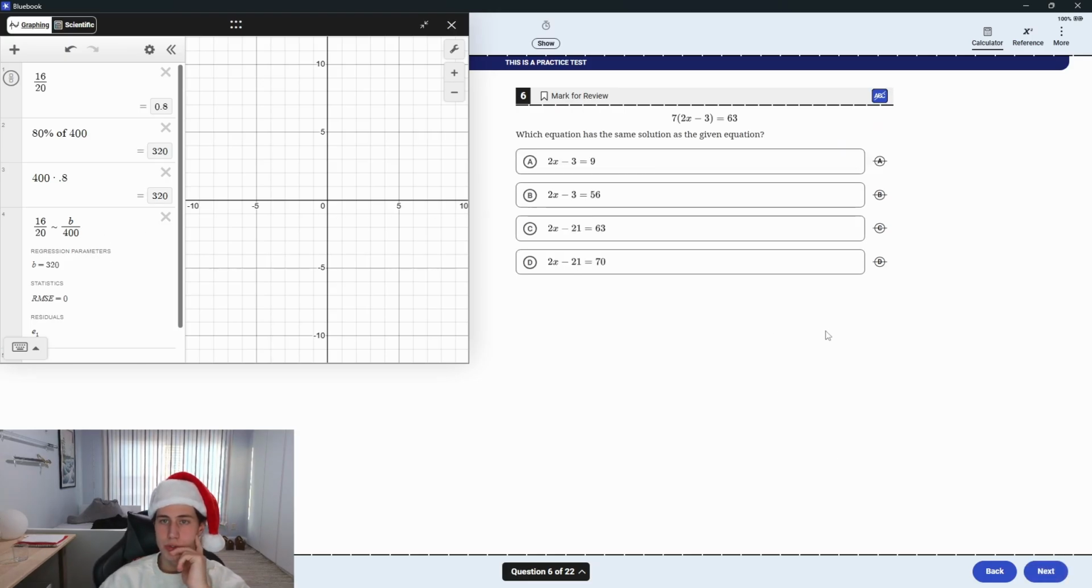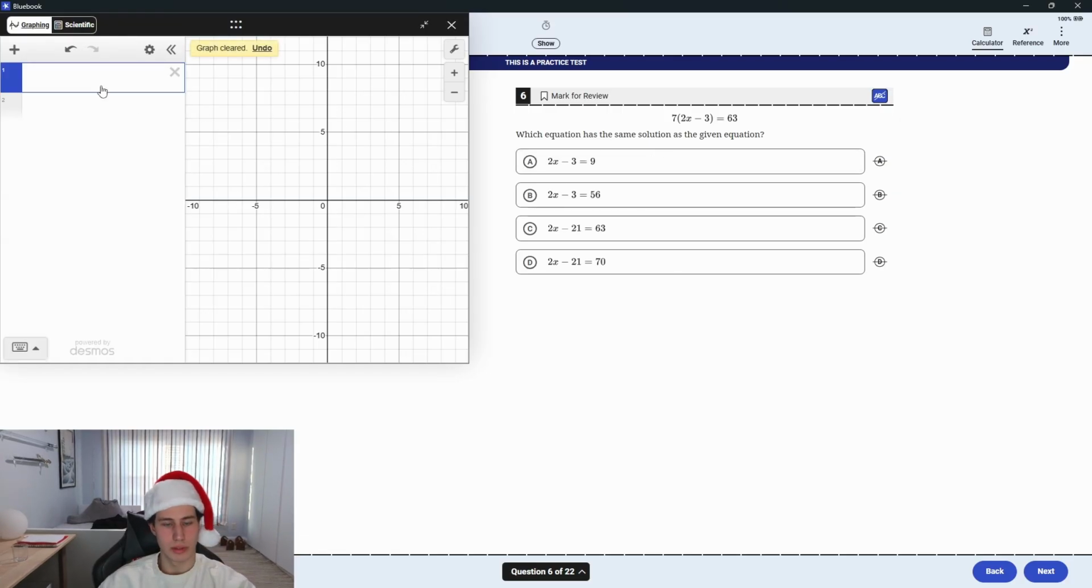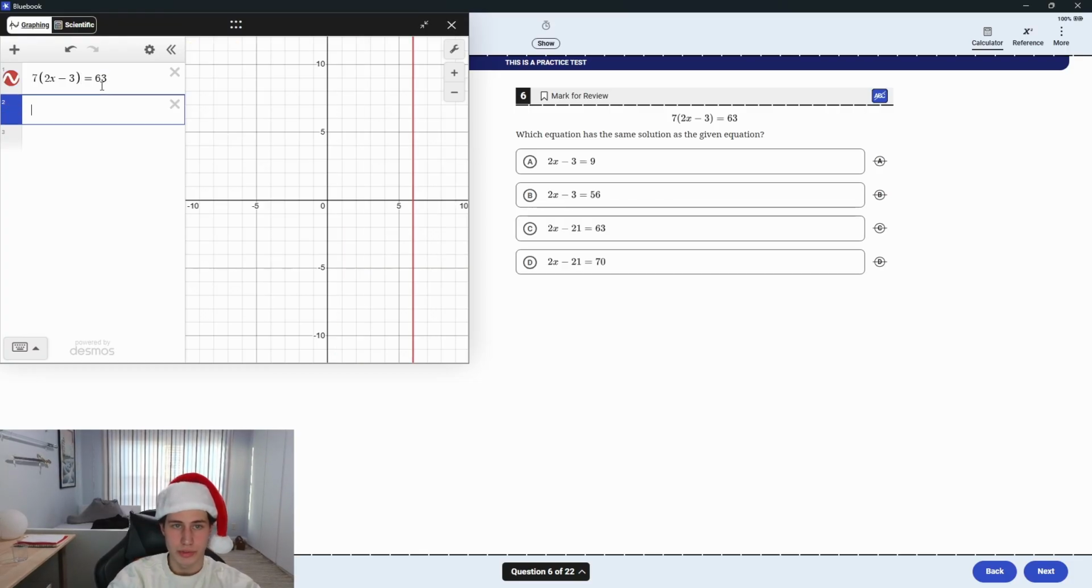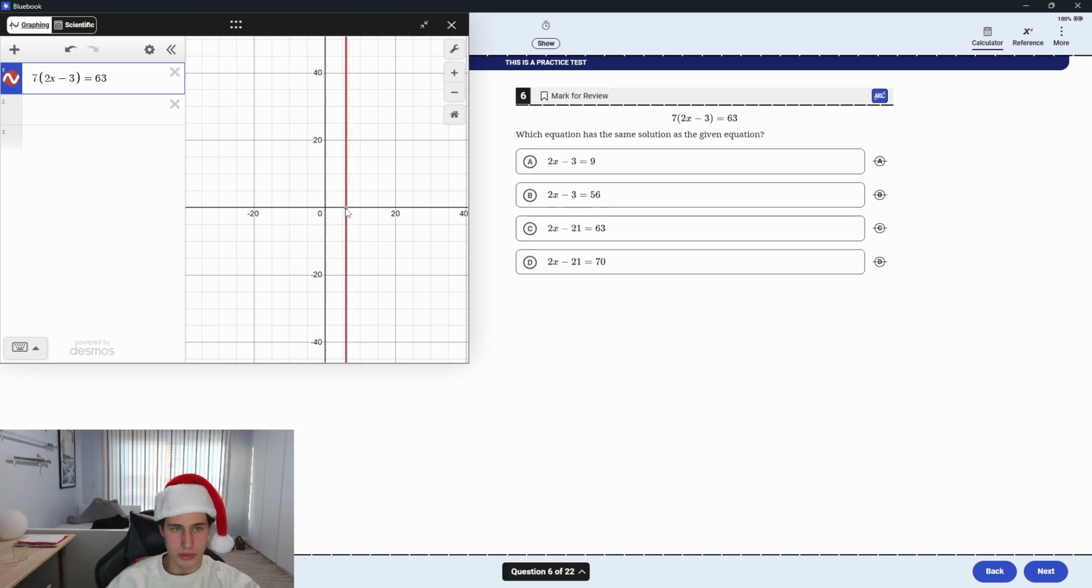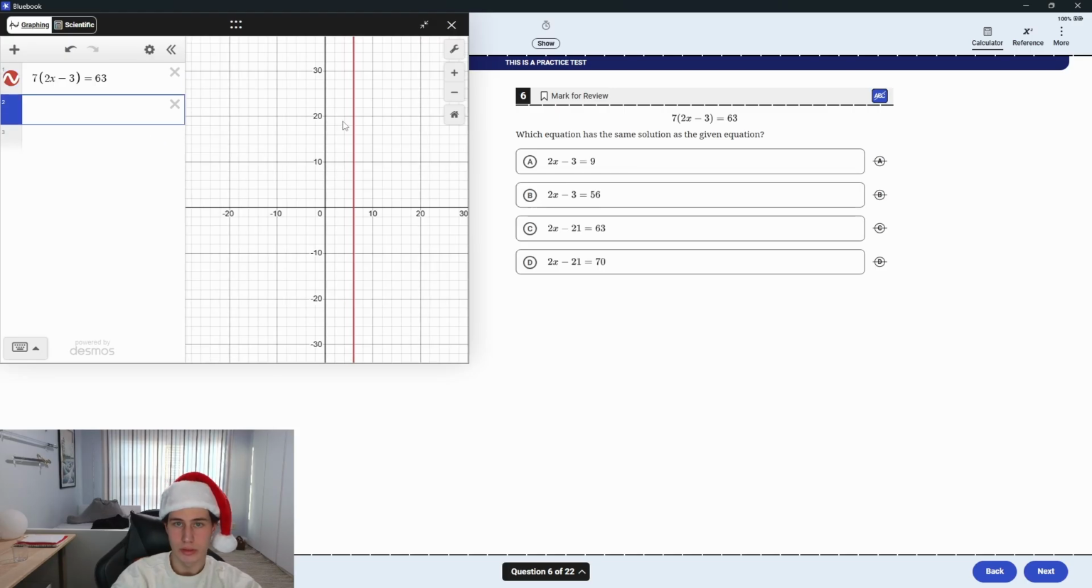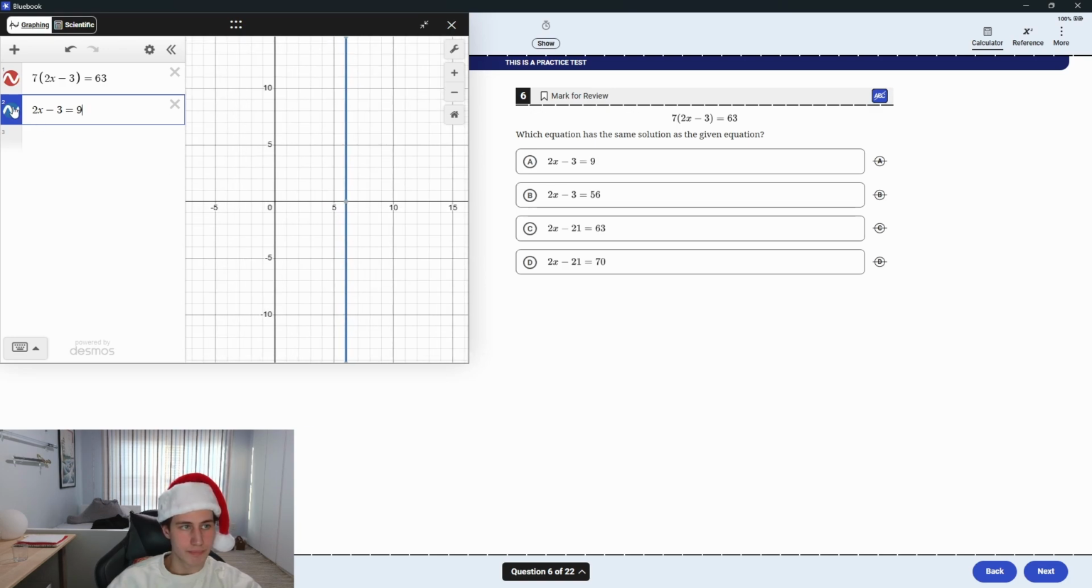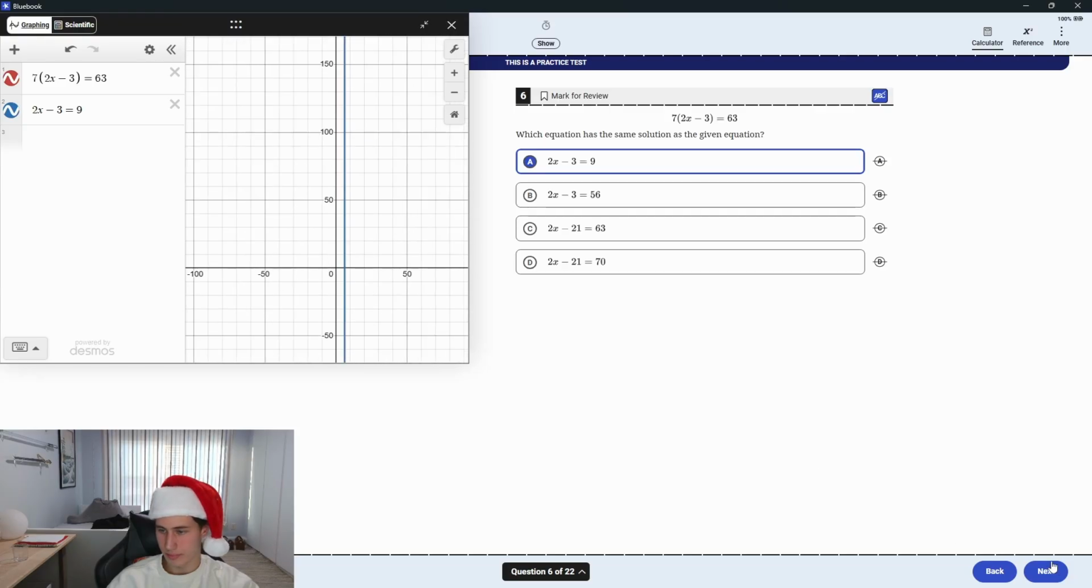Which equation has the same solution as the given equation? Okay, well, you could do this both ways, algebraically or with Desmos. So you have the solution of 6, 0, minus 3, 6. Oh, look at that. Perfect. And well, that's our answer. Yeah. So equals 9. And that matches up perfectly, so that has to be our answer.